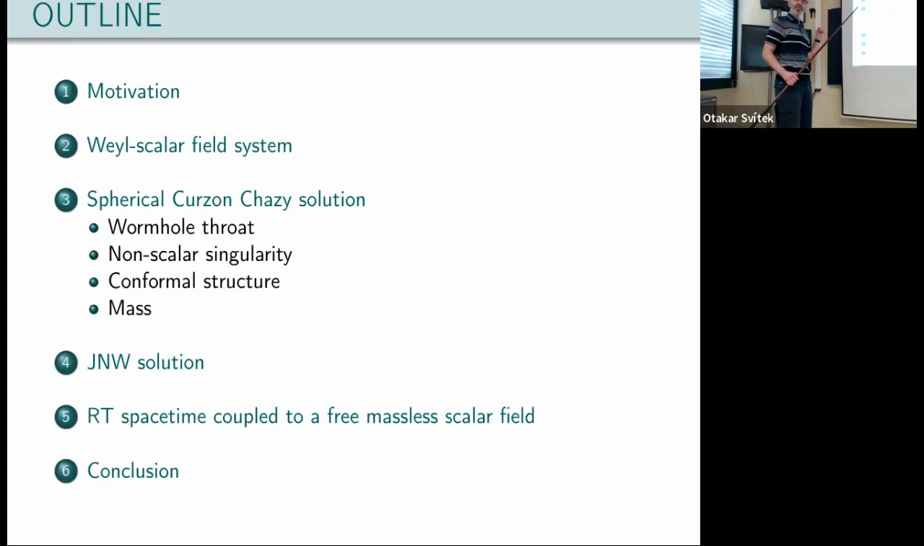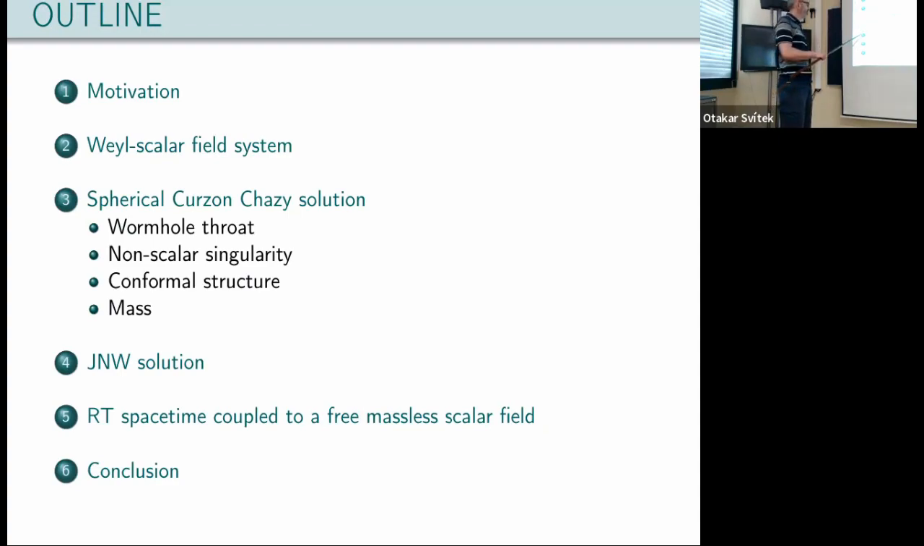And since it will be a phantom scalar field solution, we will see that there is a wormhole throat, and there is some strange singularity appearing. We will talk about its conformal structure and about the mass, how it behaves in such a spacetime with phantom matter. Since this Spherical Curzon-Chazy essentially belongs to the class of Janis-Newman-Winicour, I will briefly mention Janis-Newman-Winicour and what kind of limit one should take to get to our solution.